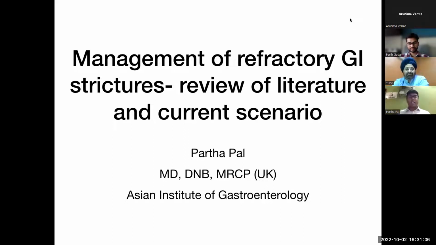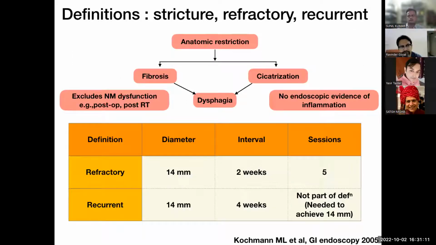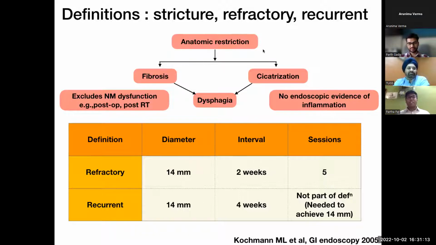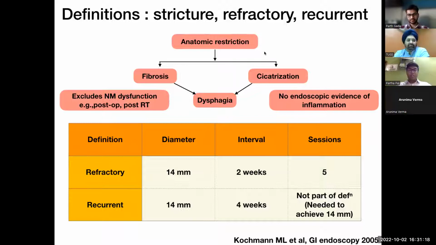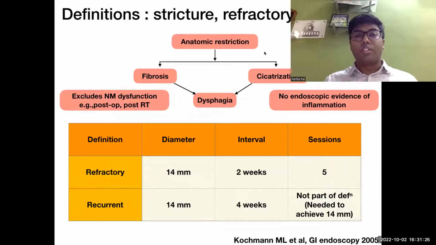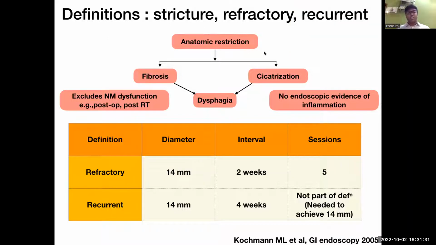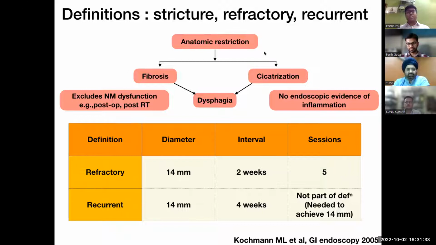After that, I shall discuss the management of refractory strictures, the review of literature and current scenario. Regarding the definition of stricture, according to the initial classification described by Kochman et al., published in GI Endoscopy in 2005, it is an anatomic restriction because of fibrosis or cicatrization, which ultimately leads to dysphagia. It was originally for esophageal strictures, and there should not be endoscopic evidence of inflammation, and it should exclude neuromuscular dysfunction due to postoperative or post-radiotherapy causes.